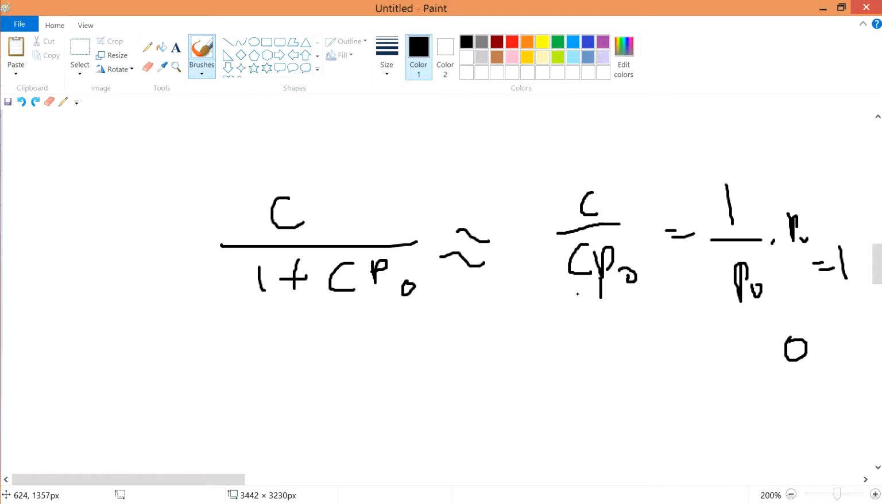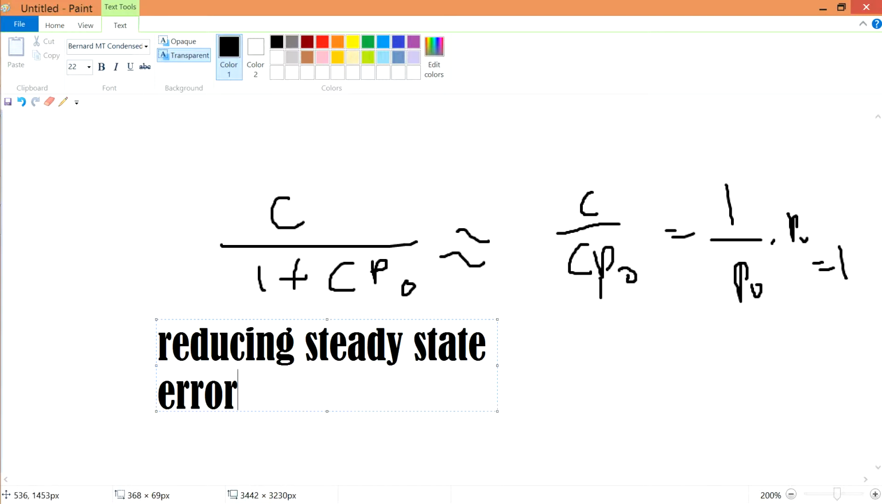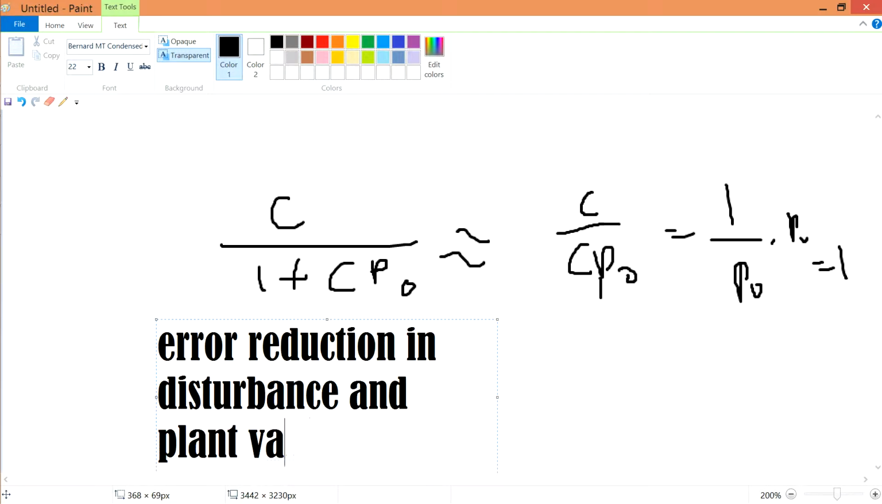Okay, so I hope that this is pretty clear. You also need to know that if your controller is big enough, which is good, you will also have the possibility of reducing the steady state error. Because if you run it in a high gain, you can actually reduce the steady state error quite significantly. So therefore, this means that you're going to have a reduction in the disturbance, and plant variation. So your plant variations may vary from time to time.